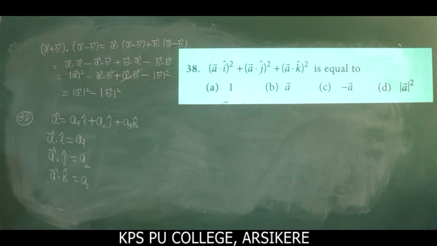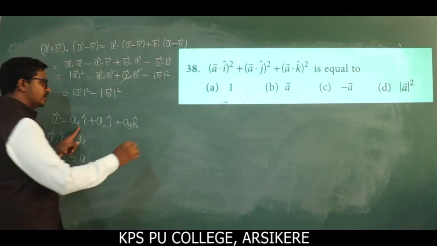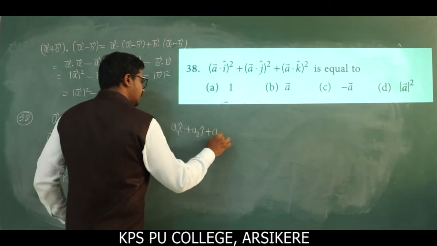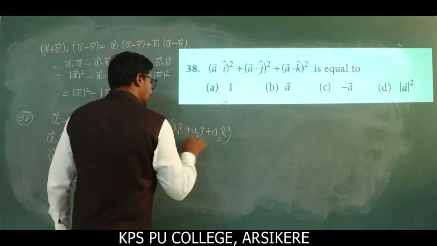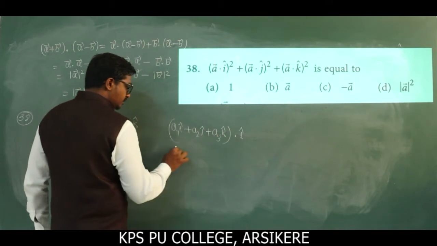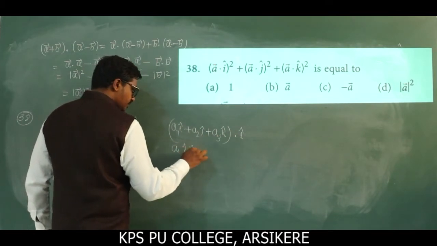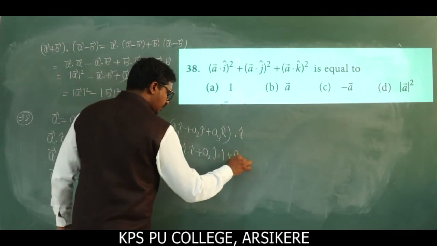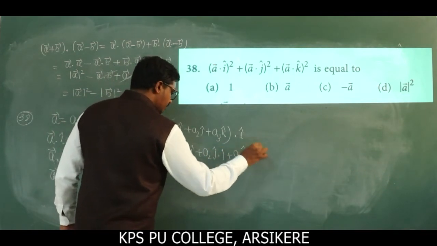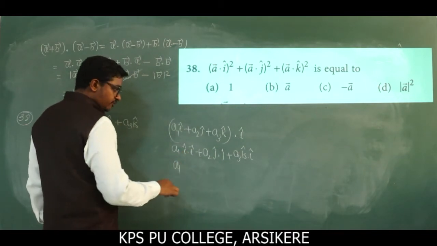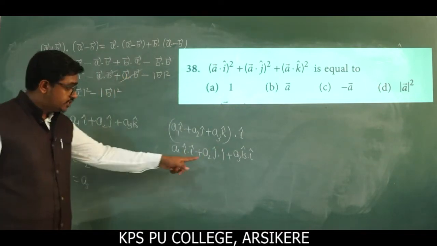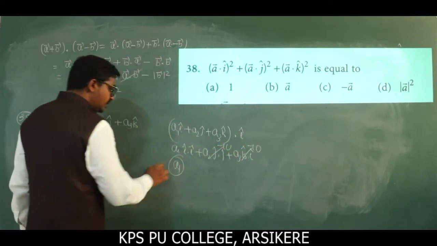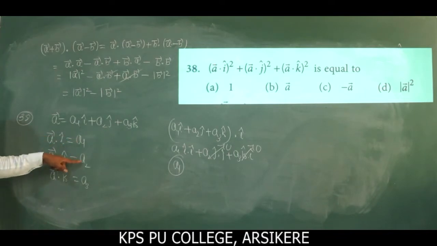This is the thing, just for the dot product. Vector A is a1 into I cap plus a2 into j cap plus a3 into k cap. The dot product with I gives a1 into I cap dot I cap plus a2 into j cap dot I cap plus a3 into k cap dot I cap. I dot I is 1, so this is a1. J dot I is 0, so this term becomes 0, and this is also 0. Therefore what we are left with is a1.